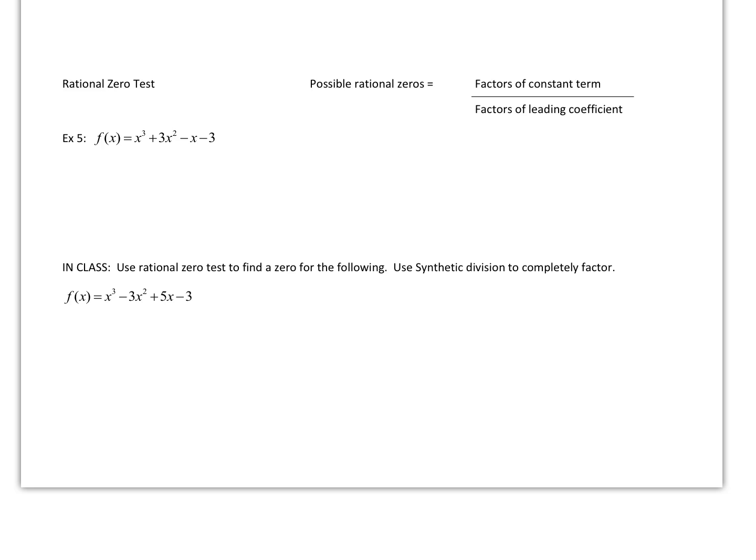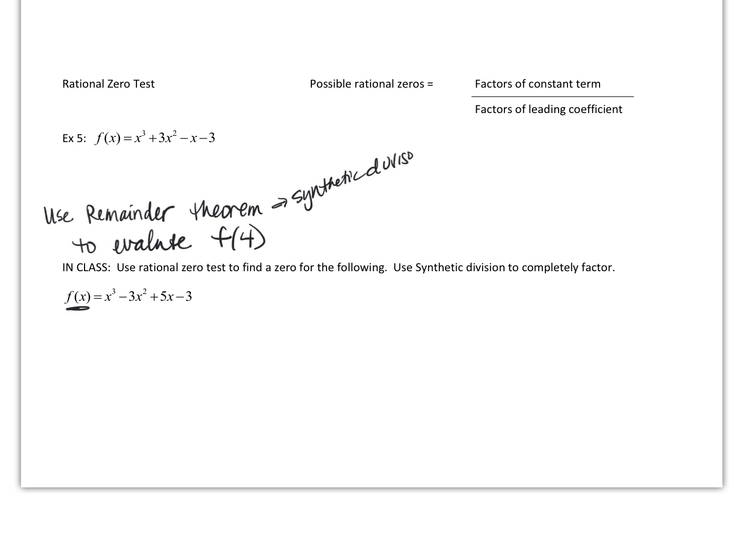First thing that's happening that's different than yesterday is the kind of question will say, use the remainder theorem to evaluate. I'm just going to make something up, f of 4. And I'm going to use this equation down here, okay? Use the remainder theorem to evaluate f of 4. So when it says use remainder theorem, that is code for use synthetic division. And the remainder is your answer.